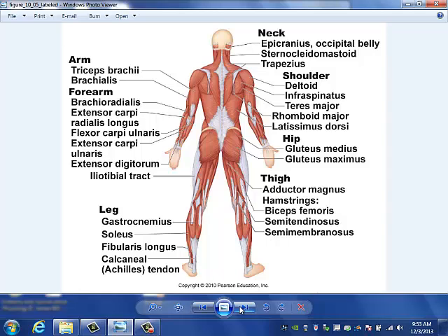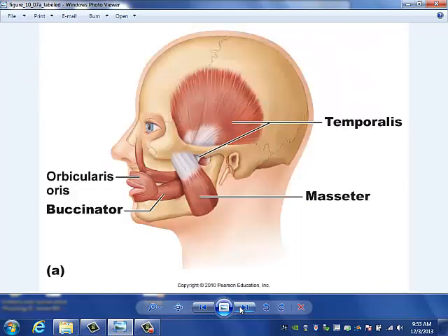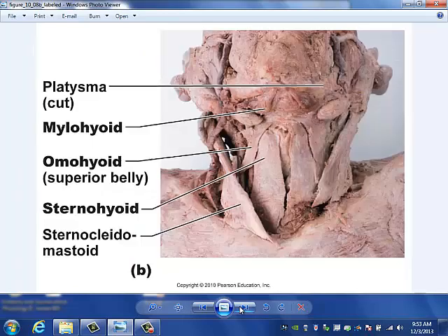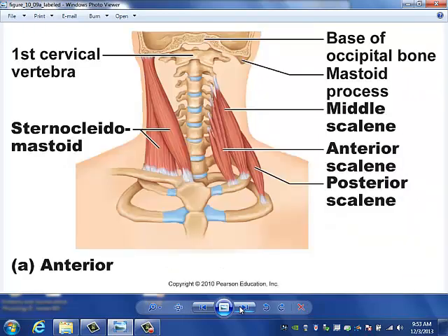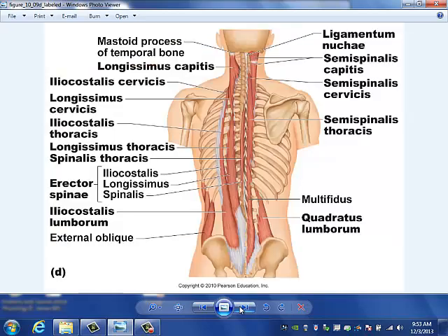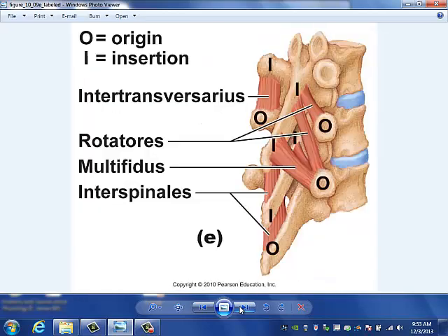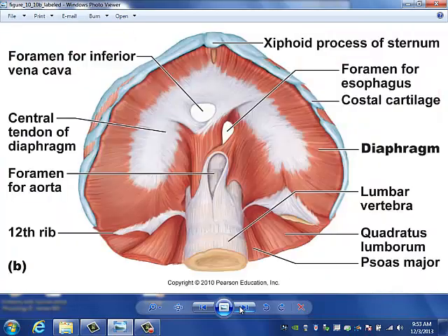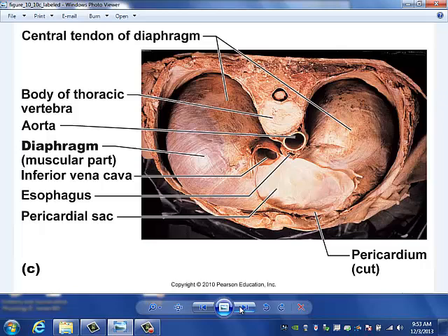And that's what the rest of the book is. So if you flip through the pages, you see all of the wonderful diagrams of all of the muscles in the body. You see the origin and insertion of all the muscles. You see the action of all the muscles. And you see the nerve supply of all the muscles.